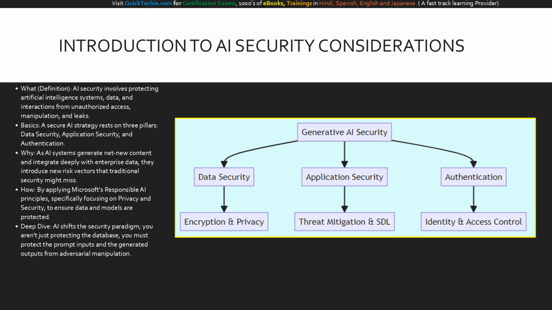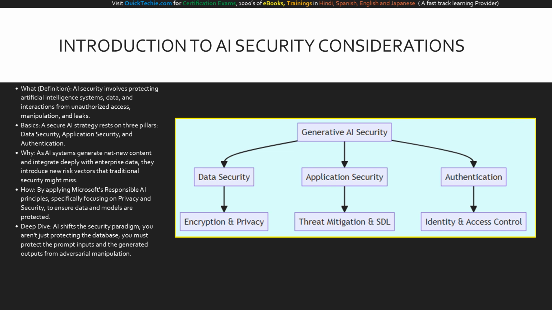Why is this so vital right now? Because generative AI doesn't just read data. It reasons over it and generates new content. This introduces entirely new risk vectors, like data leakage through prompts or malicious manipulation. How do we tackle this? We anchor our approach in the responsible AI principle of privacy and security, ensuring that fundamental privacy rights are preserved while defending against bad actors.